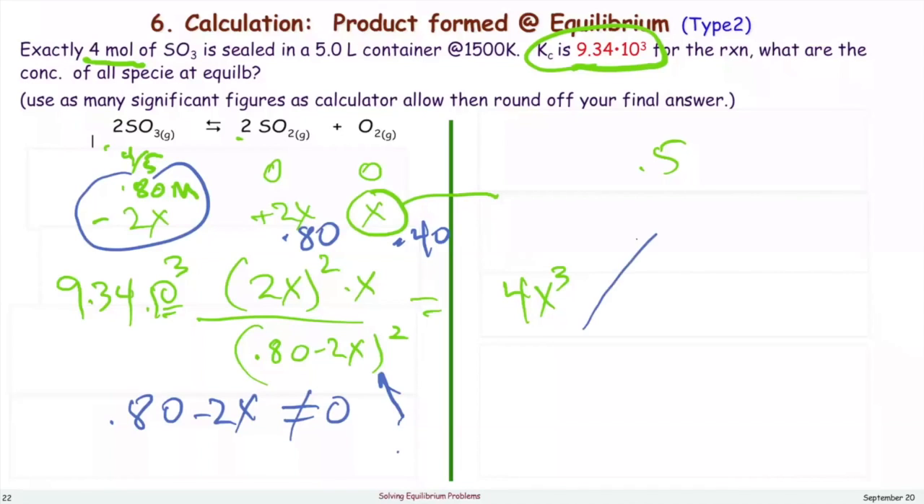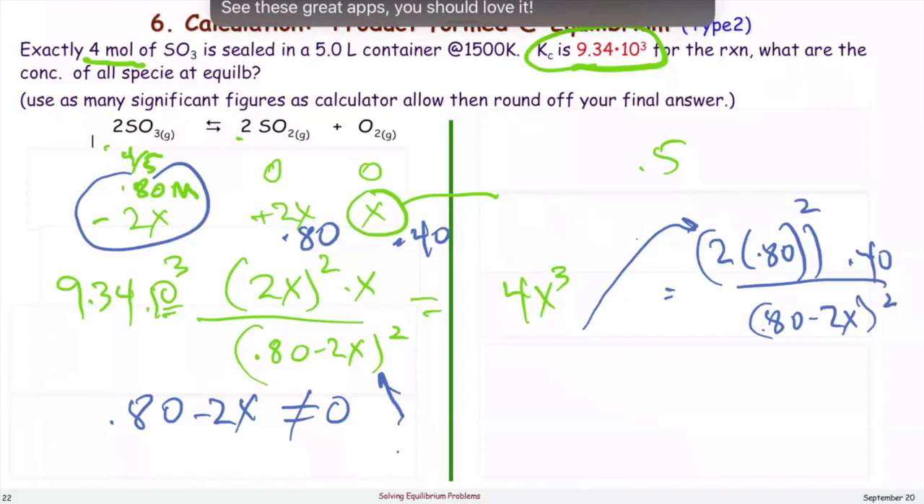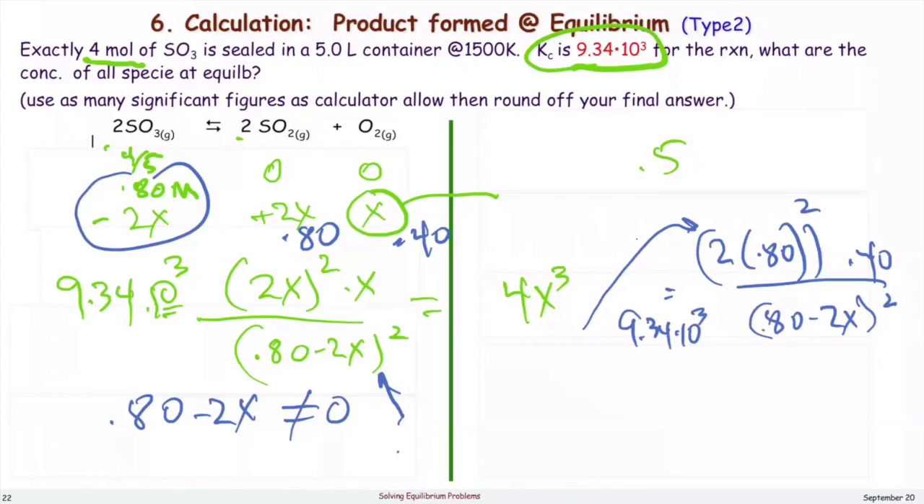Your assumption is going to be the following. It's going to be 2 times 0.8 squared times 0.4 over 0.80 minus 2x squared equals 9.34 times 10 to the third. So by substituting 0.4 for x on the numerator, you get rid of the x cubed, okay?